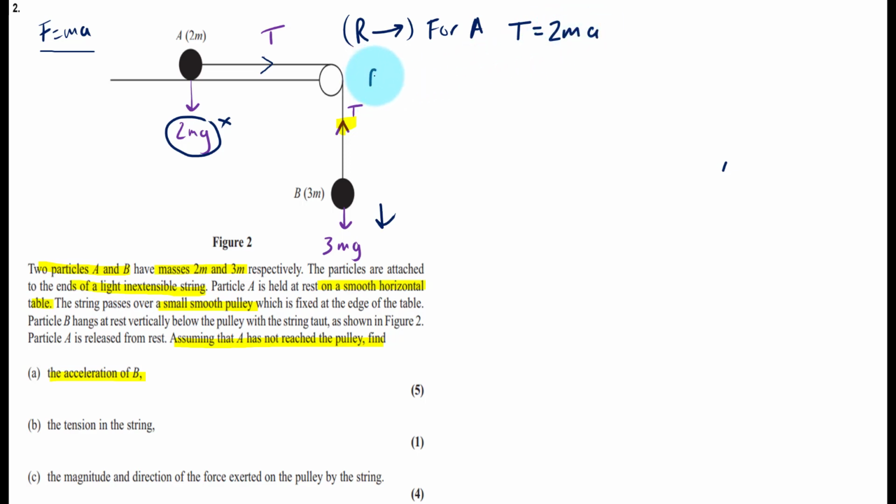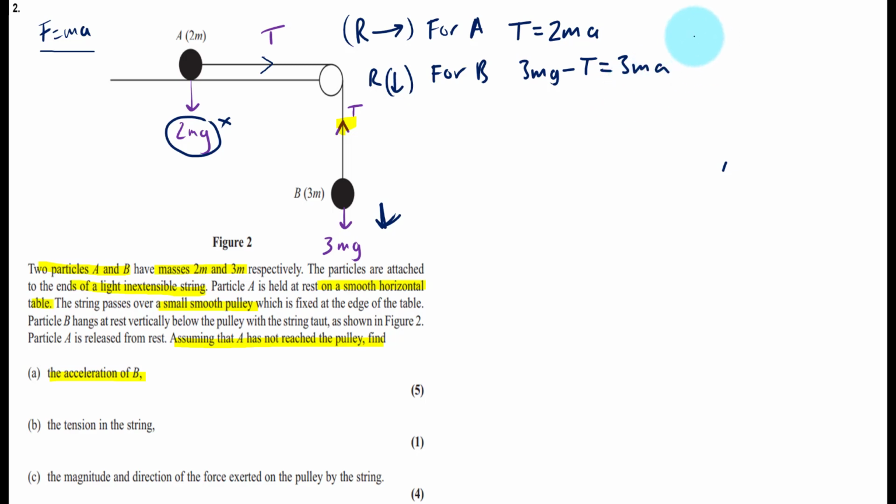Now, for B, acting down, because that's the movement we're talking about, because that's the way the pulley is going to go. So for B, we actually have 3mg minus T equals what? The mass here is 3m and a is the acceleration.